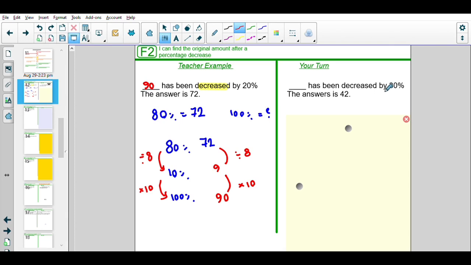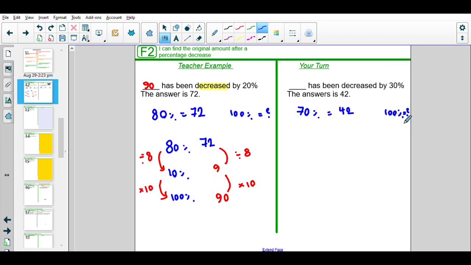Okay, a number has been decreased by 30%. The answer is 42. What does that mean? It's been decreased by 30%, so 100% is subtracted by 30. So 70% is 42. Now we are looking for the original amount.